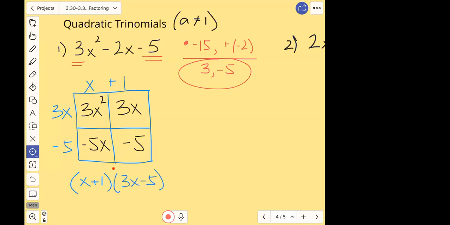If you were to FOIL this out to check, we'd have 3x squared minus 5x plus 3x. We force that to work. And then -5.